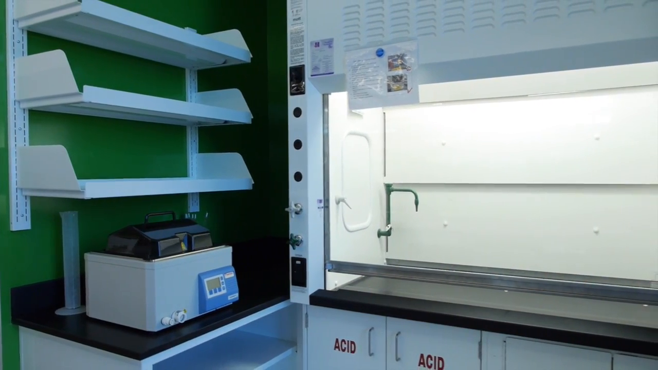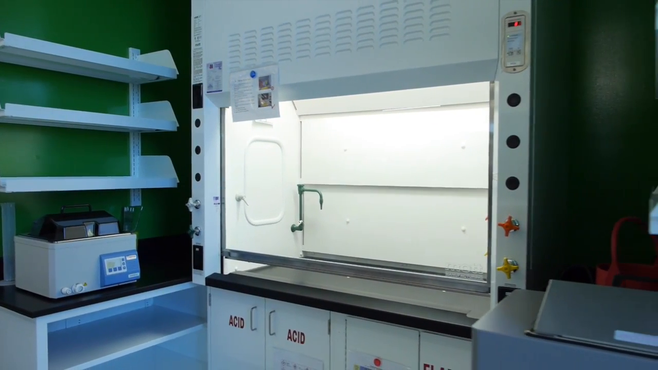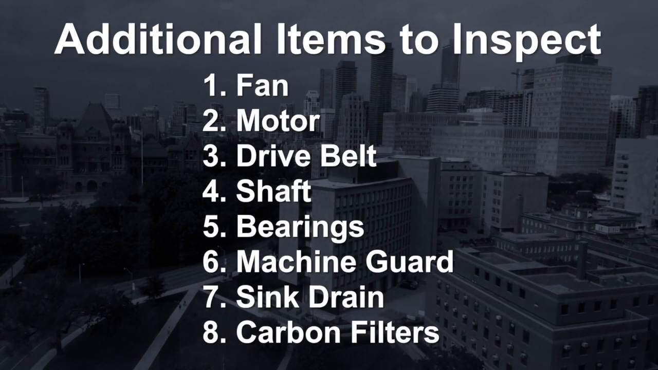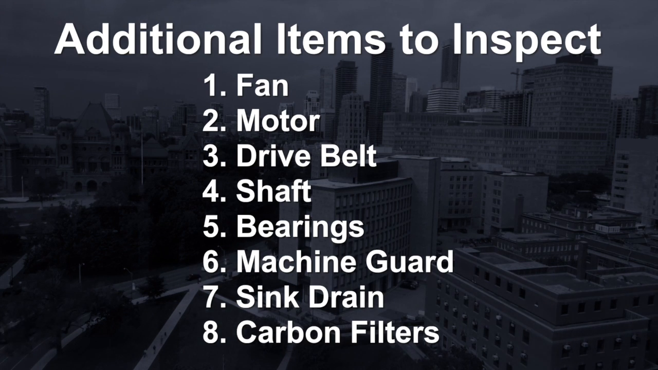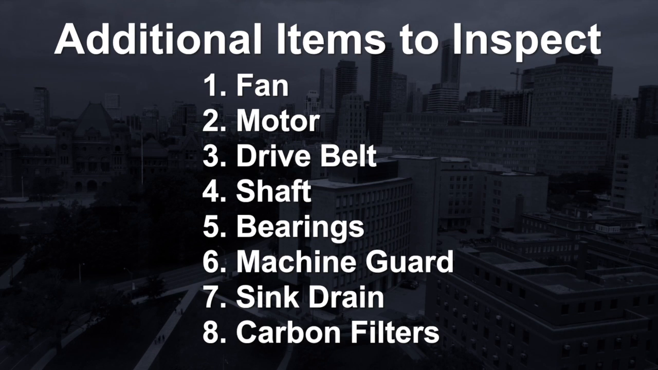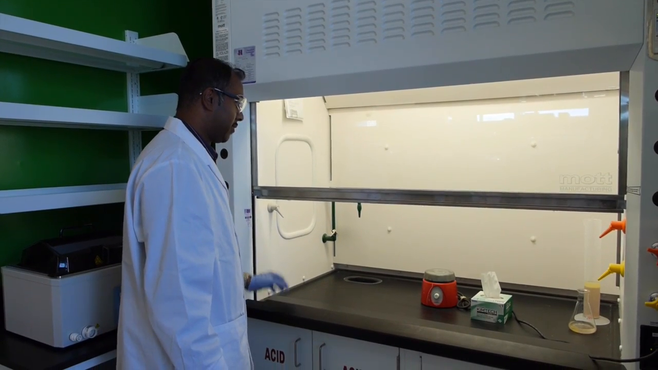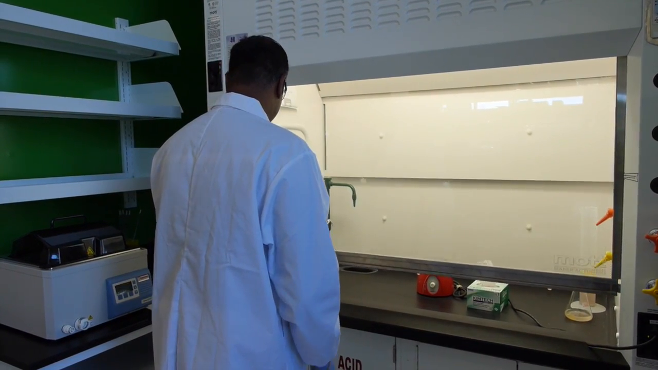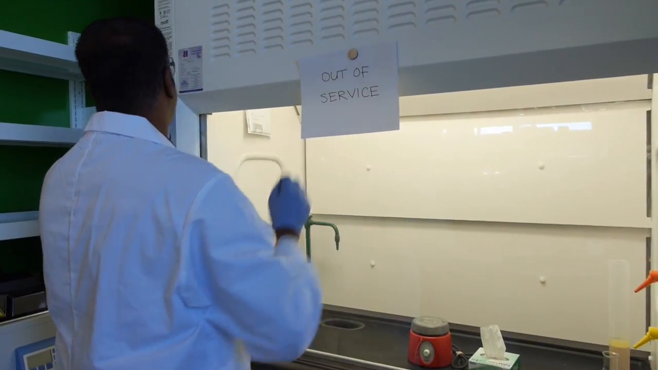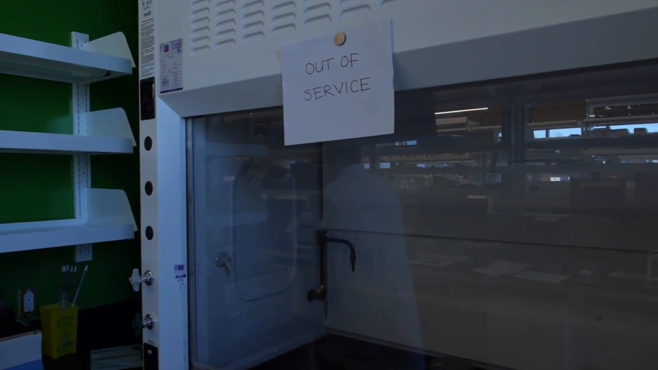Fume hoods and their associated exhaust systems shall be maintained in proper working condition. The fan, motor, drive belts, shaft, bearings, and machine guard should be inspected. Inspect the sink drain for any corrosion, leakage, and blockage, and the carbon filters for contamination and leakage. If you notice any issues with your fume hood, it's important to stop all experiments, close the hood sash completely, and notify your supervisor of the issue.